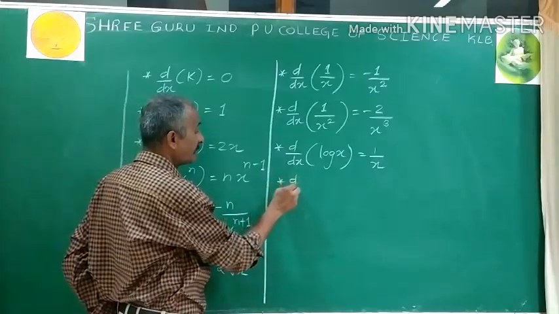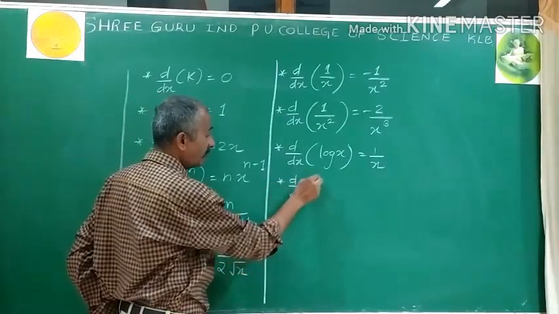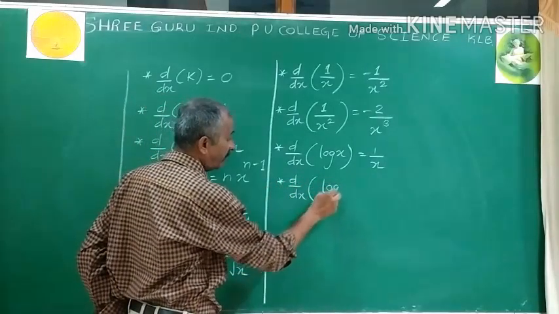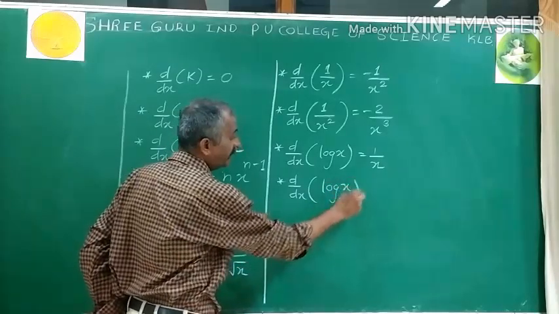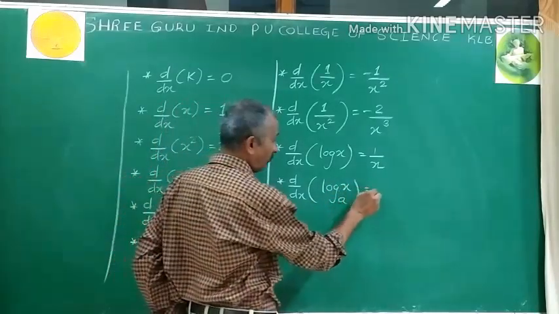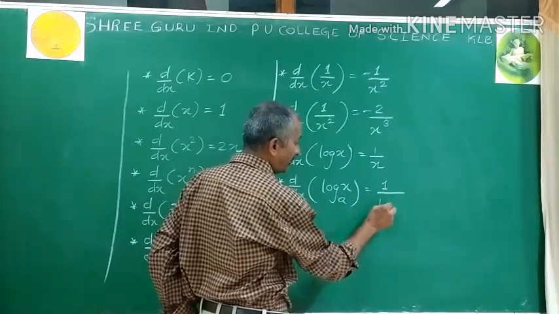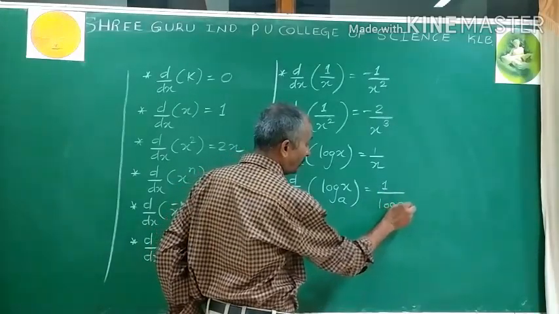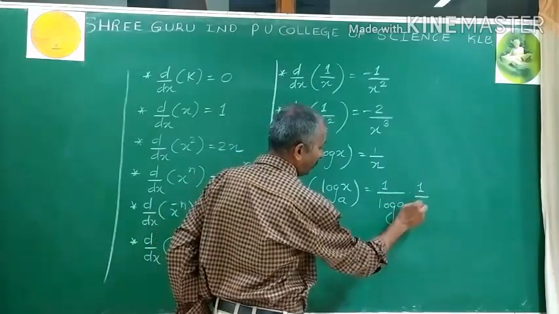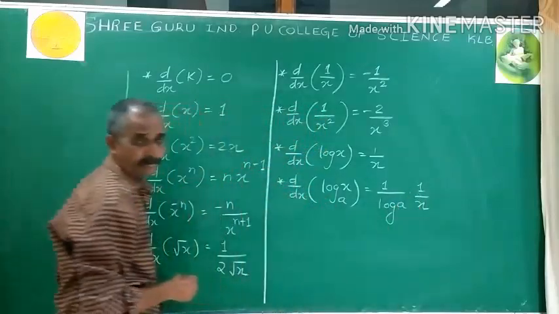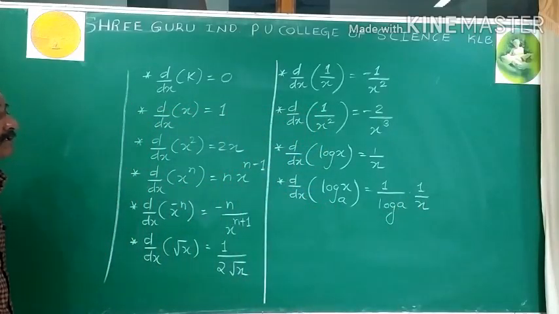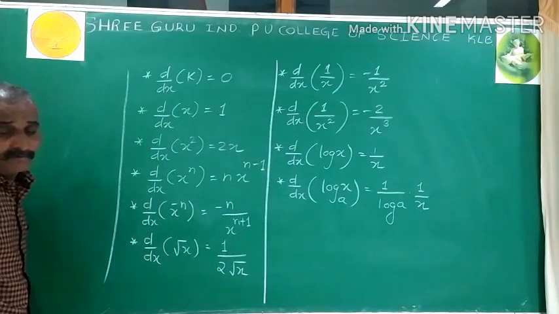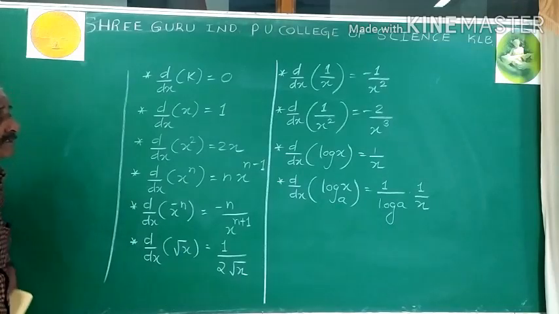Similarly, the derivative of log x to the base a is given by 1 divided by log a into 1 divided by x. That is, 1 by log a to the base c, understood, into 1 divided by x. That's the derivative of log x to the base a.